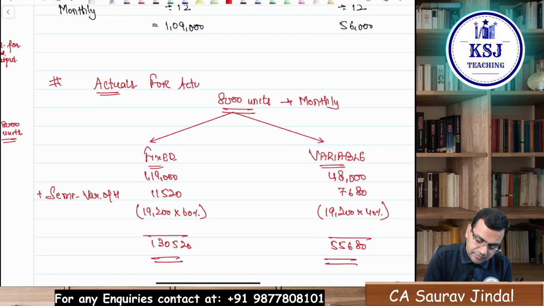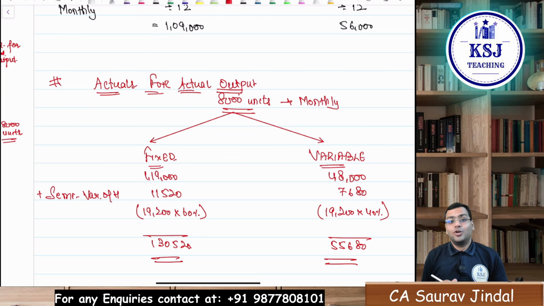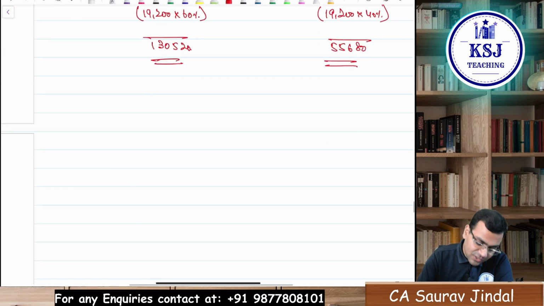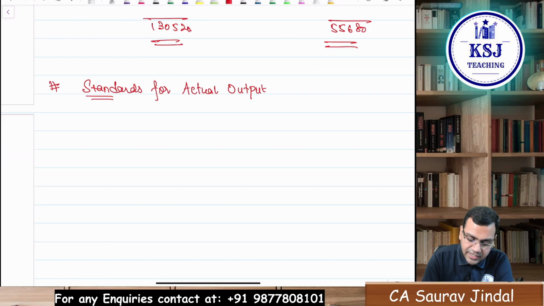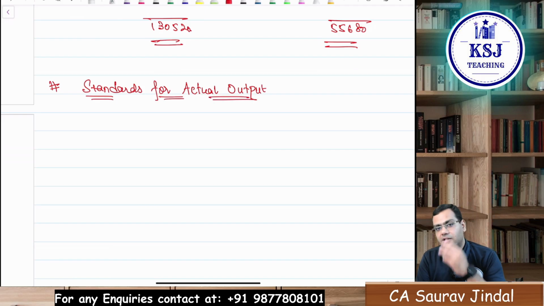Yes, sir. But the very important thing that we need is what? We need standards for actual output for the comparison, isn't it? So the next thing that we will calculate here is your standards for actual output. This is what we need to calculate now. And here we have seen that there are only two things involved. One is the fixed overhead, another is the variable overheads.